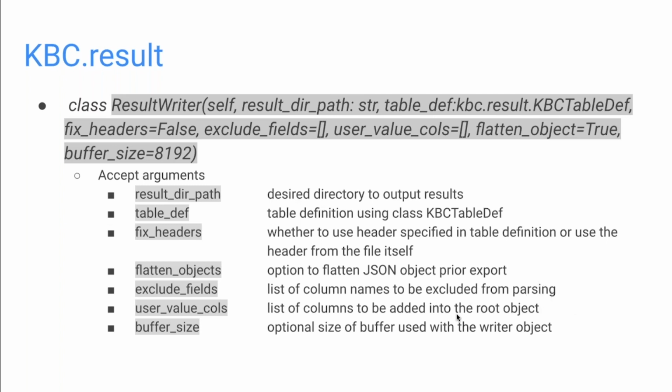So user value columns is basically a list of columns to be added into the JSON root object. And buffer size, an optional size of the buffer used with the writer object.